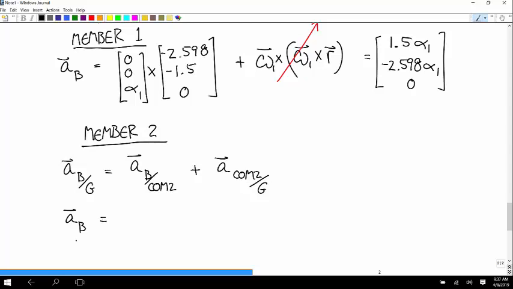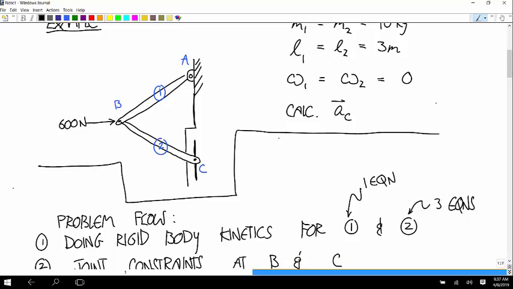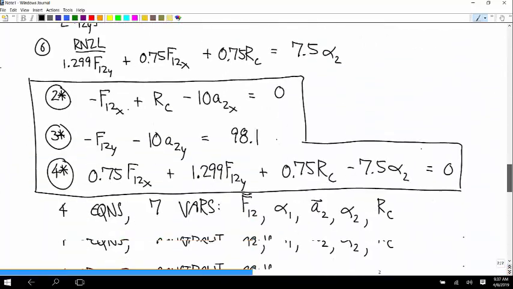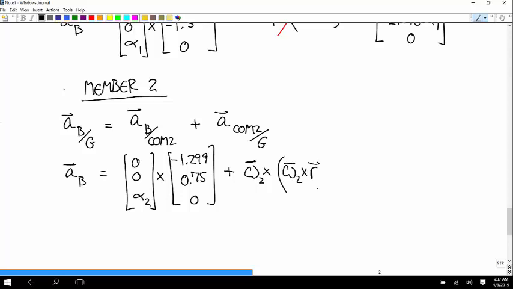And so this says the acceleration of B is 0, 0, alpha 2 crossed with the r vector from the center of mass of 2 to the point we care about. So that's negative 1.299, positive 0.750, plus the centripetal part, which is going to go away. And then the relative motion part, the acceleration of the center of mass of 2 relative to the ground, is the variable that we're calling A2.